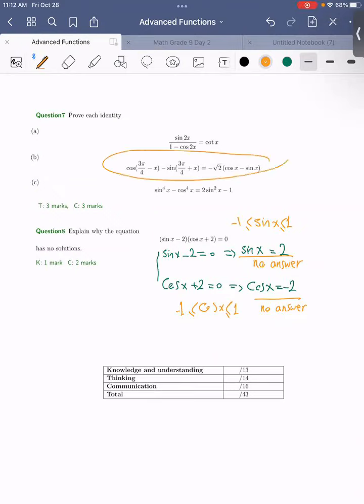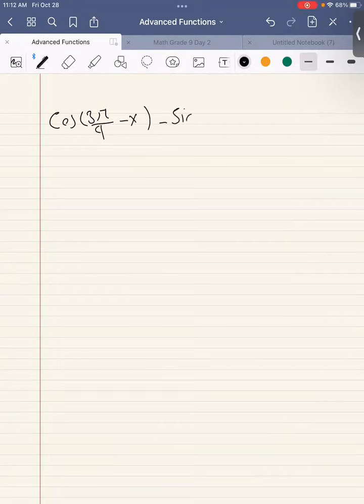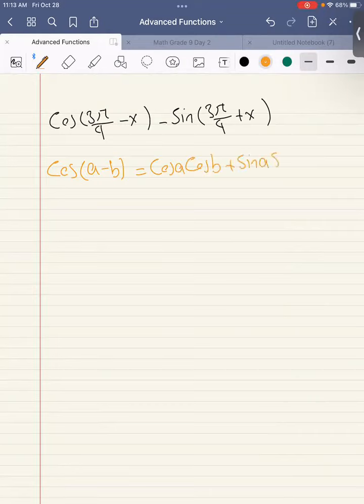So 7B, cosine of 3 pi over 4 minus x minus sine of 3 pi over 4 plus x. So here what you need to do is just to use these identities: cosine of a minus b is equal to cosine of a cosine of b plus sine a times sine b, and sine of a plus b is just sine of a cosine of b plus cosine of a sine of b.